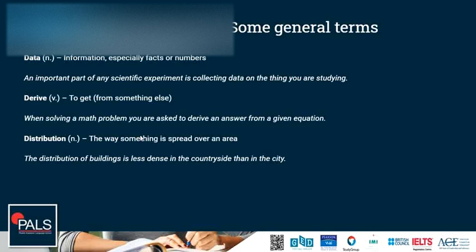Distribution, another very important term when it comes to data. The way something is spread over an area. The distribution of buildings is less dense in the countryside than in the city. Data is usually distributed as well. Data can be normally distributed, or we have other distributions. So it tells you how your data is spread out from the smallest to the largest value, and how it is spread in between these two.